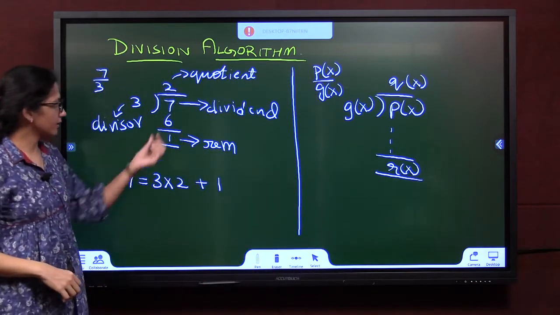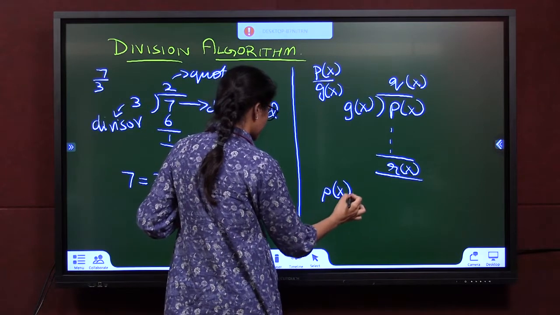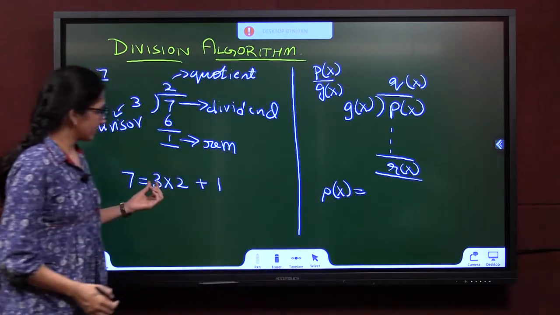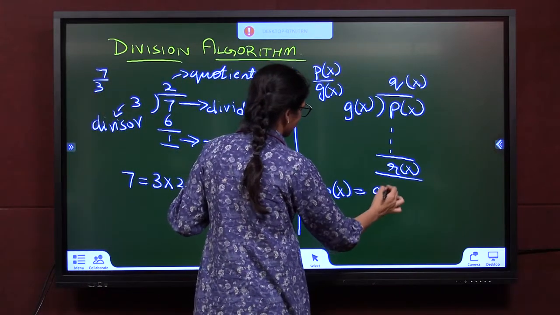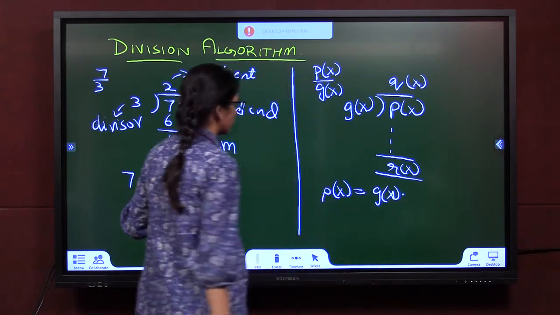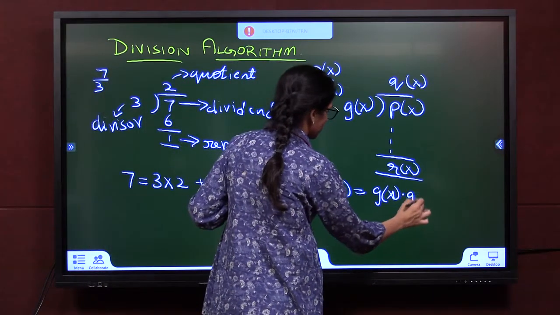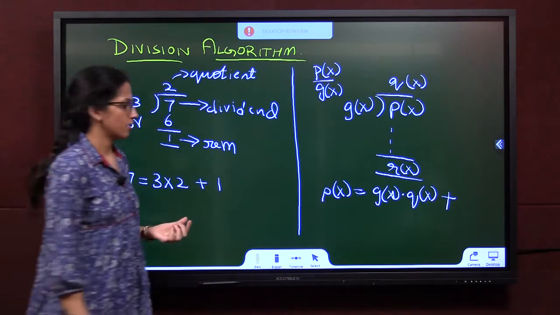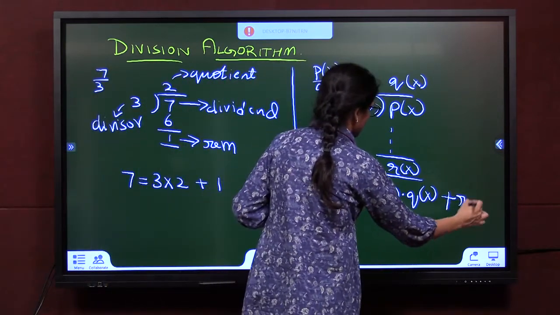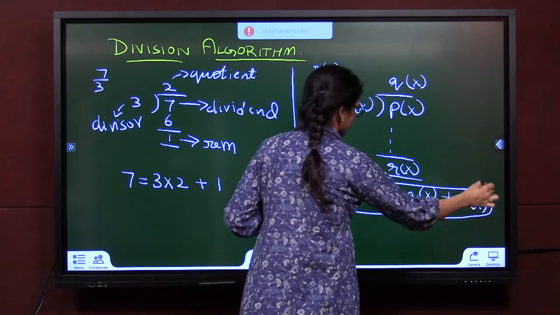So 7 is nothing but the dividend. Who is the dividend here? P of x. Equal to 3, who is that? Divisor. So who is it here? G of x, into the quotient q of x, plus the remainder r of x. This is known as my division algorithm of a polynomial.